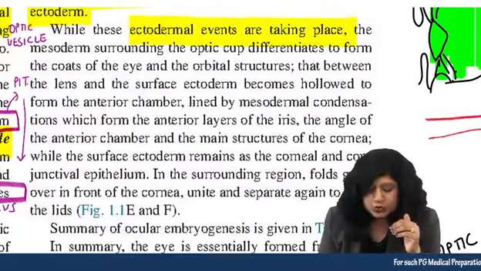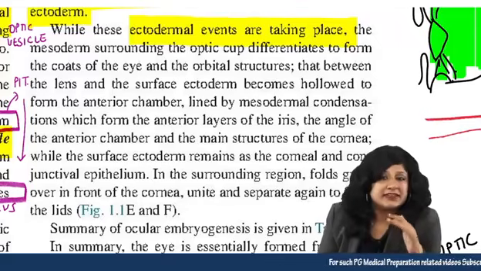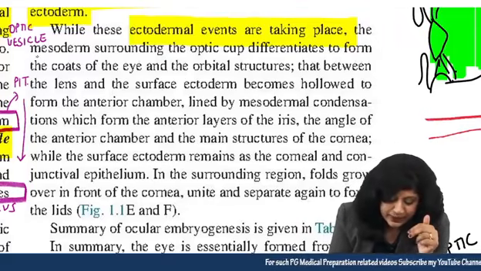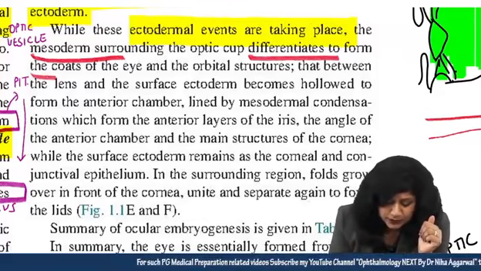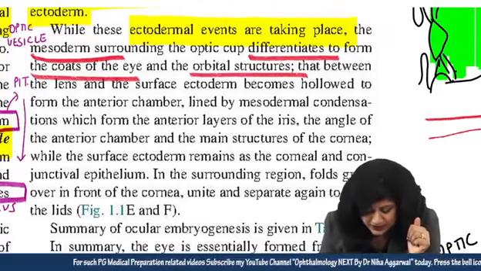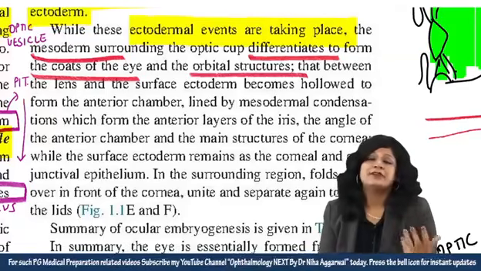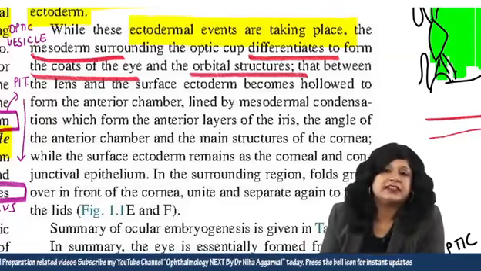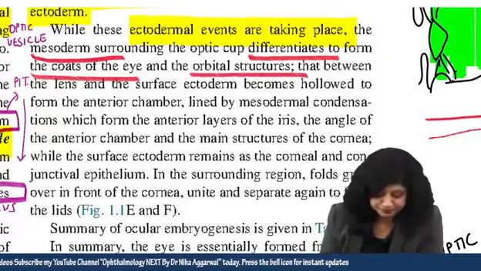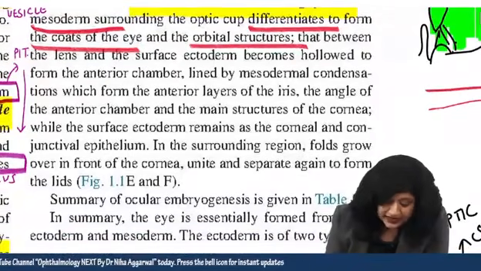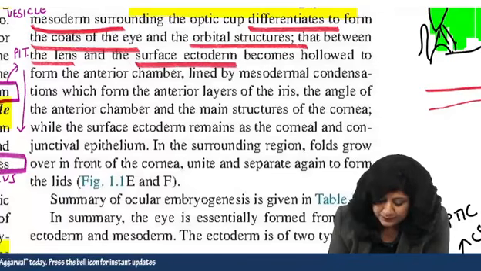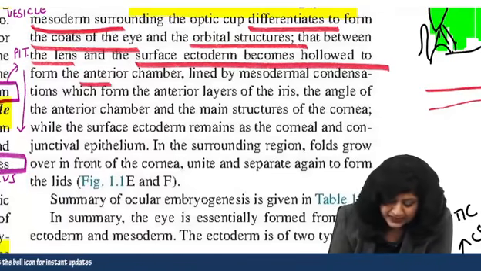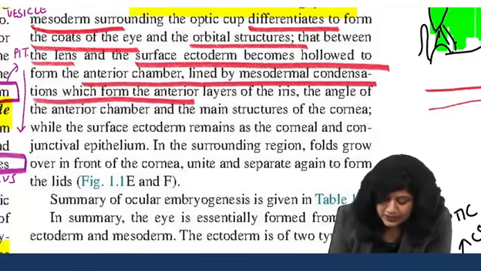So while these ectodermal events are taking place, at the same time, the mesoderm is also differentiating to form the coats of the eye as well as the orbital structures. So meanwhile, we have got other things also, and these are forming from the mesoderm. The space present between the lens and the surface ectoderm becomes hollow to form the anterior chamber, lined by the mesodermal condensations, which form the anterior layer of the iris.